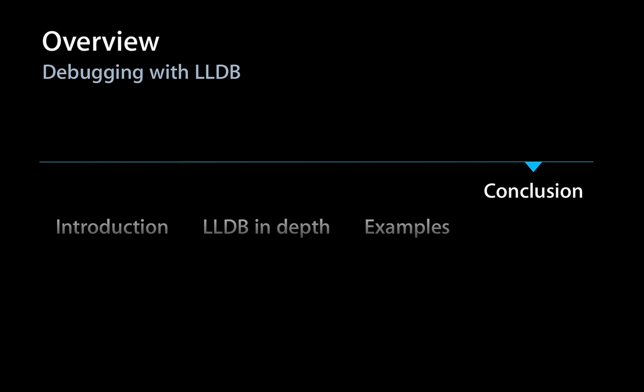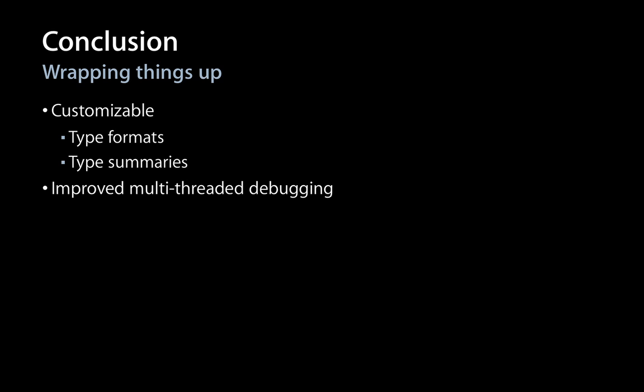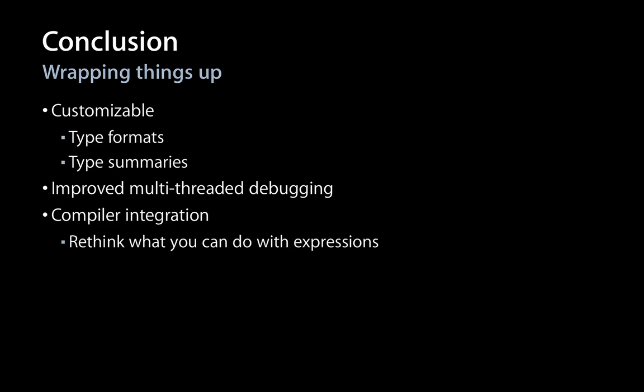So that brings us to the end of the talk. We think we've got a great product for you guys in the Xcode 4.5 seed. We've got some great customization that you can do for all your types and your formatting. We have a great story for multi-threaded debugging where we know what every thread is up to. We know why each thread stopped. We've got a compiler integration that really should make you rethink what you can do with your expressions. And LLDB is a framework, which means that it's available for you to use as an API, and it's also available through the Python scripting interface, both inside and outside of LLDB.